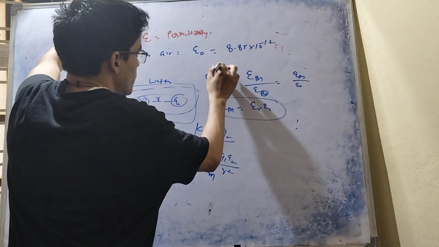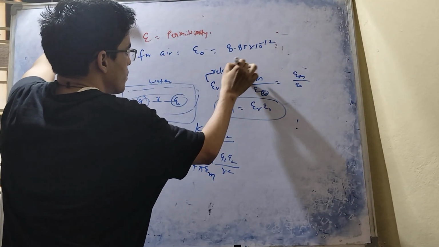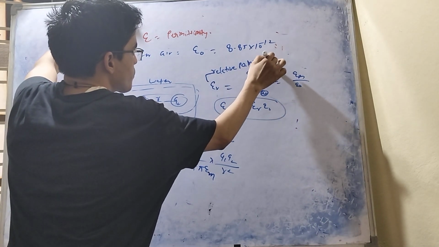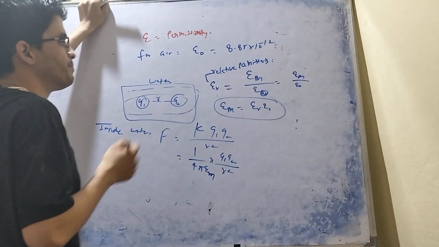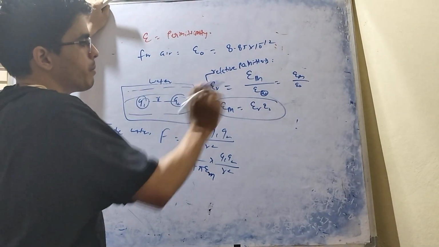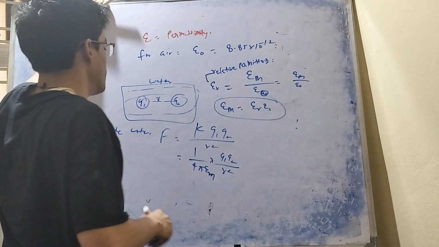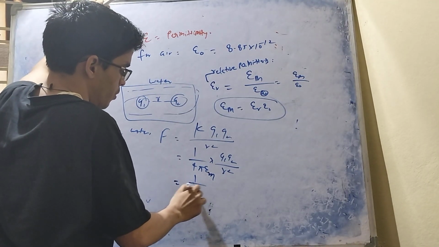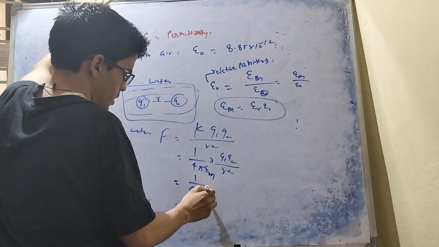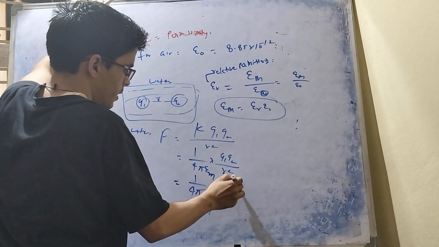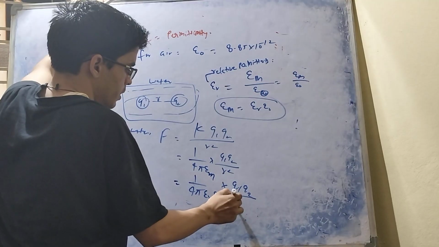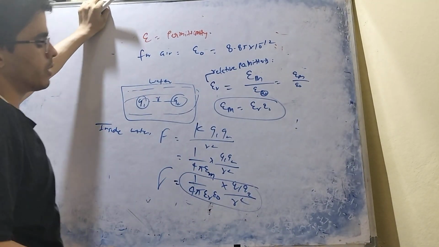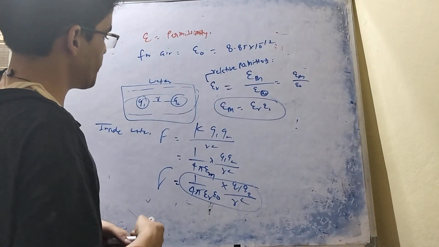So in your question ER, which is called relative permittivity, will be given. So Em by E naught. Using this concept we can write 1 upon 4 pi, what is the Em value? ER into E naught, and into Q1 Q2 by R square, correct? Due to this concept you can solve this question, right?